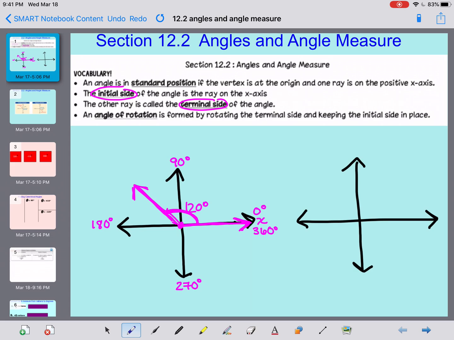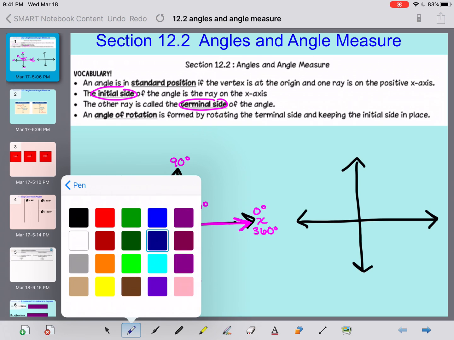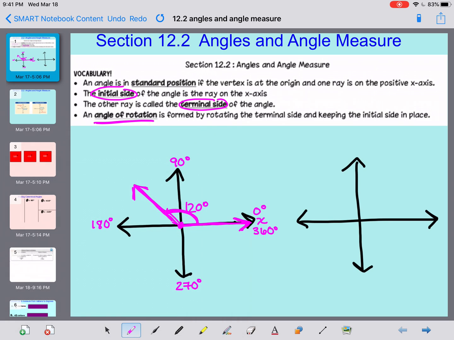Right, the angle of rotation, the fourth bullet point here, is formed by rotating the terminal side and keeping the initial side in place. So that's basically what we did right here, this arc. That's the angle of rotation. So we start on the initial side, and then we go to that terminal side, right? This is a positive rotation. Positive rotation, we went counterclockwise. So we started at the initial side, went counterclockwise. This is a positive rotation.